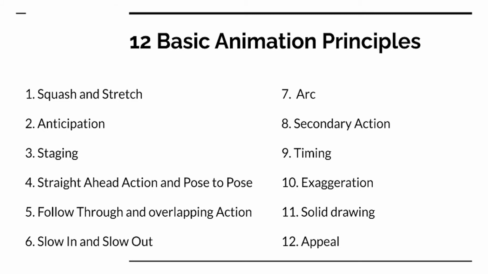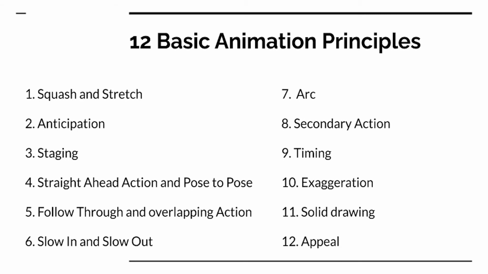Squash and stretch gives your object more of a sense of material and flexibility. Anticipation means that there needs to be an action before your main action to give it more context. Staging is making sure what you want to be noticed is in the focal point of your scene. Straight ahead action versus pose-to-pose action is two different approaches to hand-drawn animation. In computer animation, it is usually all pose-to-pose, which means you set your key poses first and then edit the in-betweens.